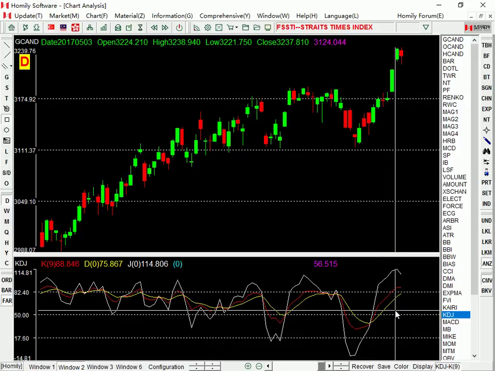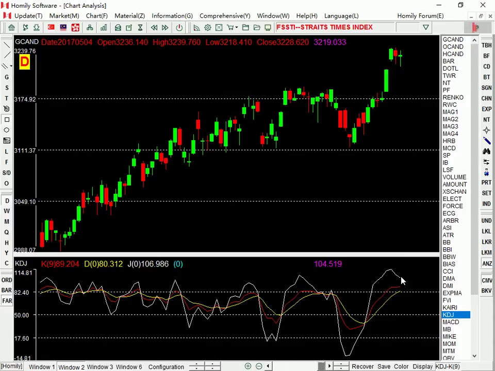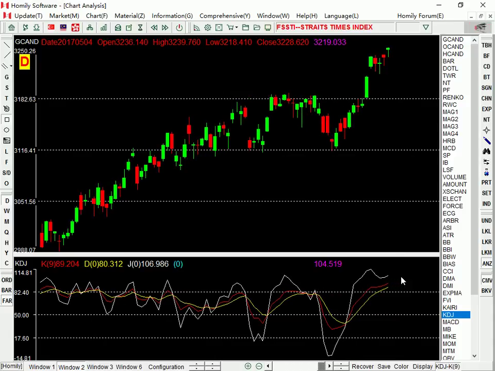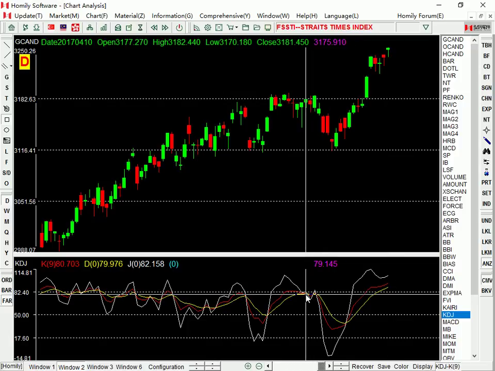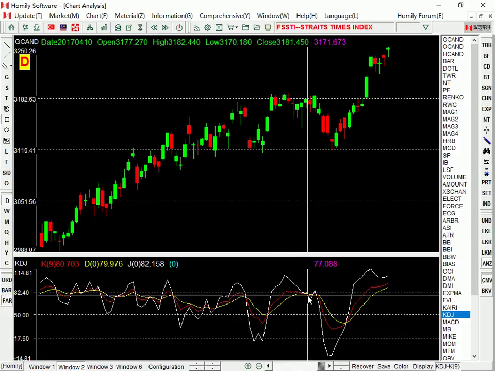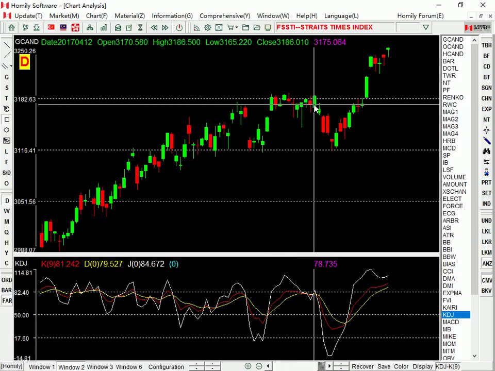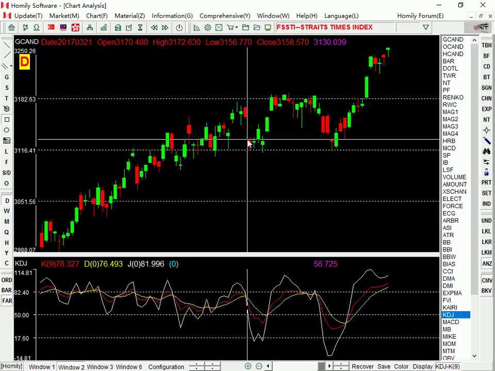Then if you buy, where is the sell point according to the KDJ indicator? If you see the J line downward cross the K line and the D line, this is the short-term sell point. If you see a point like this, the J line downward cross the K line and the D line, so around here is the short-term sell point. So here is another short-term sell point.